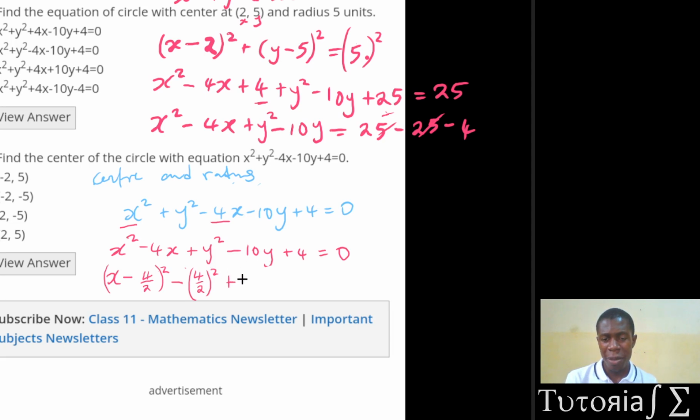Then again, we do the same for the y part. So we say y. Again, here there is a minus, so we say minus 10, always all over 2, then squared. Then again, we say minus whatever number is here, which is 10 over 2 squared. So we've completed the square for y, and we say plus 4 equal to 0. Now I'm just going to take this to my blackboard here because I'm running out of space.